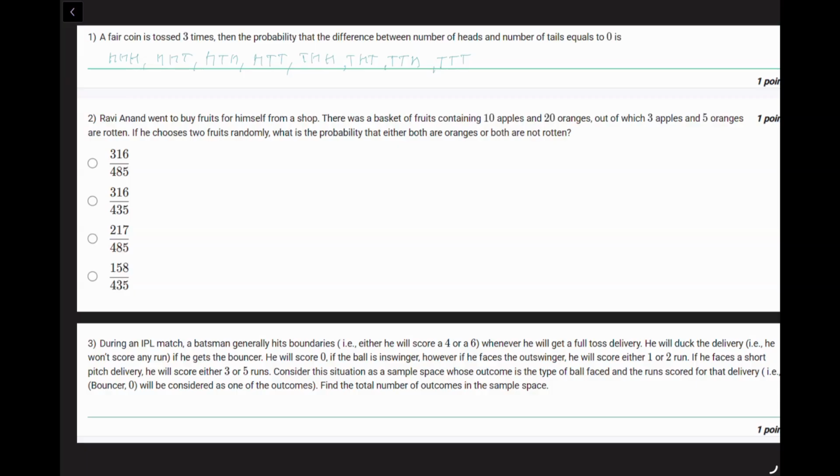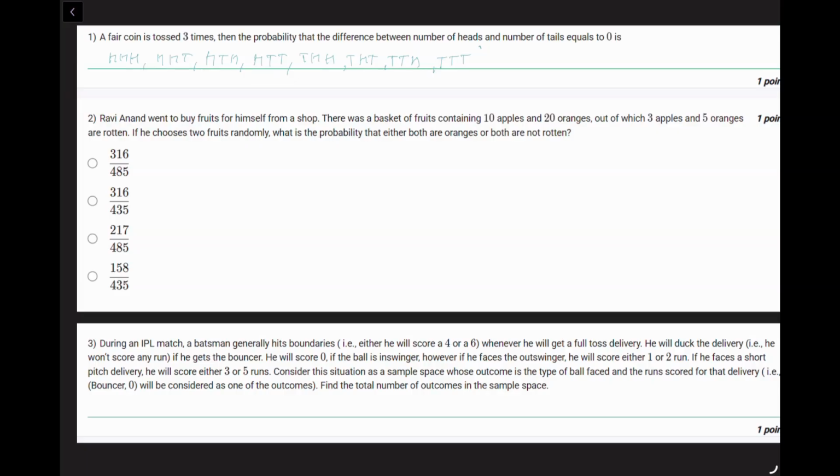Why do you ask? It's because when the difference between number of heads and number of tails is 0, it means they are occurring exactly the same number of times. So that's what it's asking, that the difference between number of heads and number of tails equals 0. But with 3 tosses, it's impossible to have equal heads and tails, since 3 is an odd number.